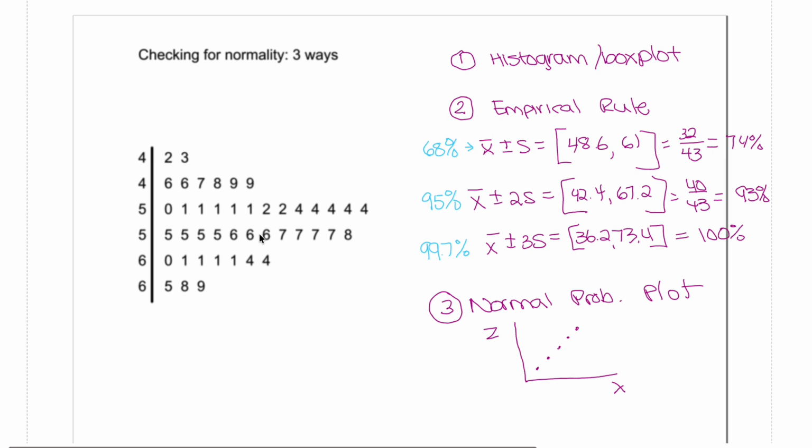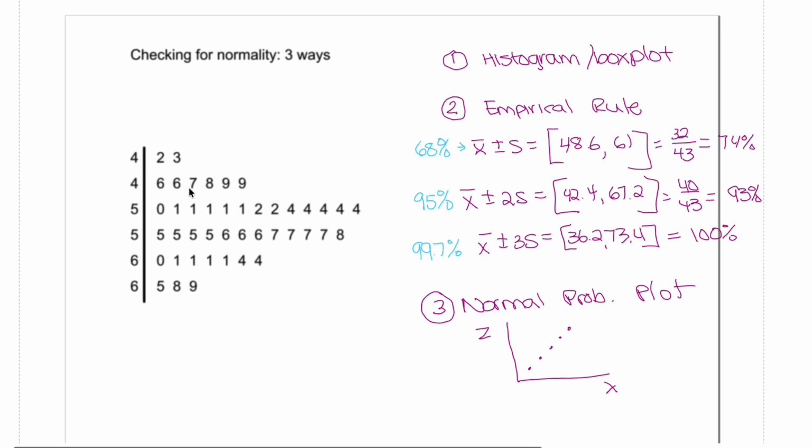So for example, this is not a histogram or box plot, this is a stem plot, but it can also show you whether the distribution is normal or not. So here we can say it's approximately normal. And a second way is using the empirical rule.